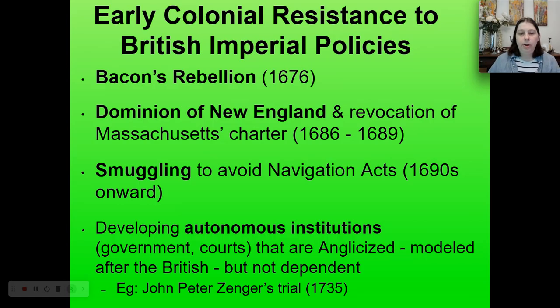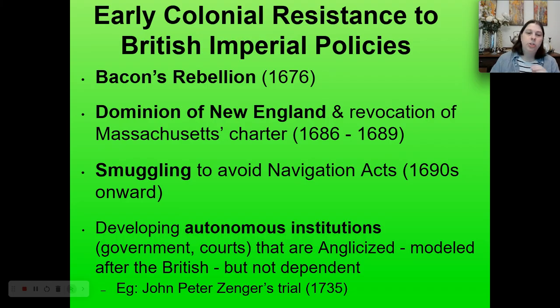And the very last thing down here at the bottom, which comes directly from a key concept, states that the colonies are developing what they call autonomous institutions. Autonomous is like self-governing or self-directed. They are basically operating without any intervention from the British themselves. They're anglicized, like they look British. They use British common law. They have very similar court systems, but they're not exact copies, and they're not dependent on the British to make decisions.